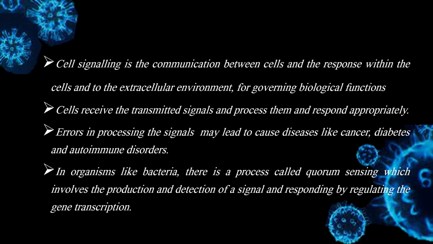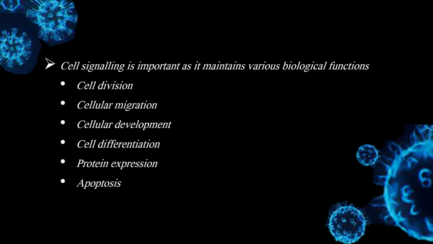If there is an error in processing the signal, it may cause diseases like cancer, diabetes and autoimmune disorders. In some organisms like bacteria, there is a process called quorum sensing. This process involves the production and detection of a signal, and they respond by gene transcription regulation. So, cell signaling is important because it maintains and governs various biological functions. For example, cell division, migration, development, differentiation of cells, protein expression, apoptosis and many more.